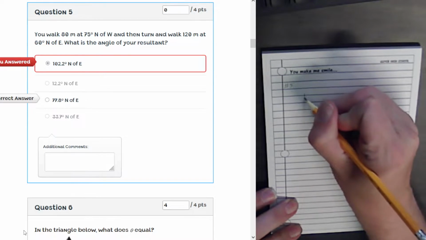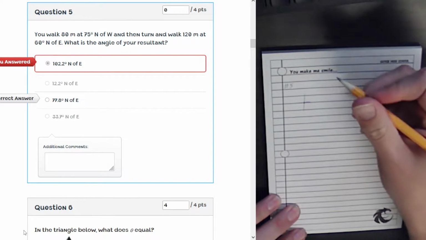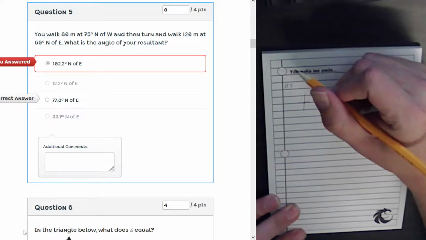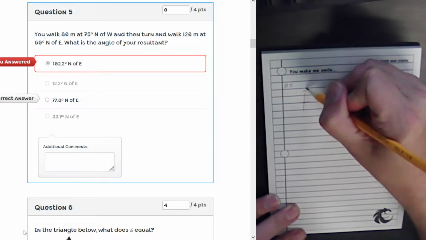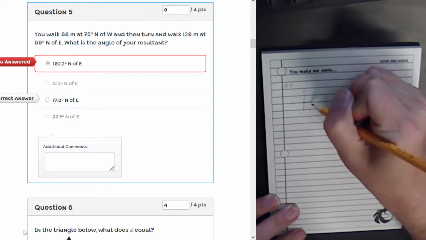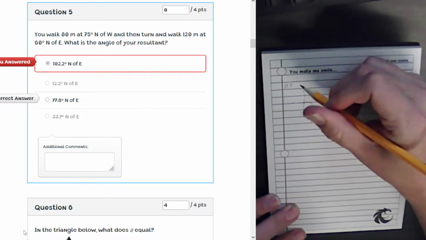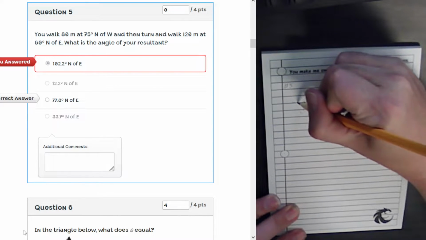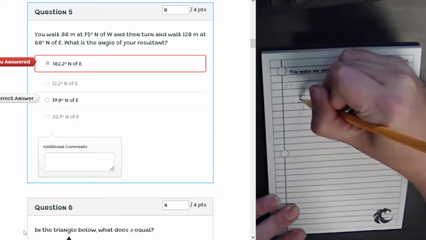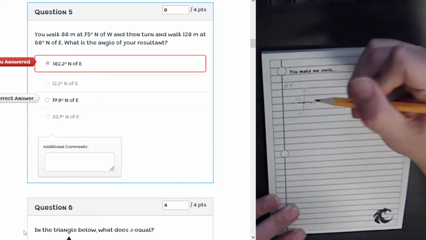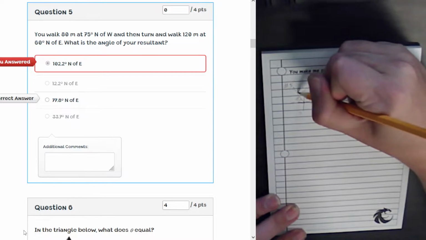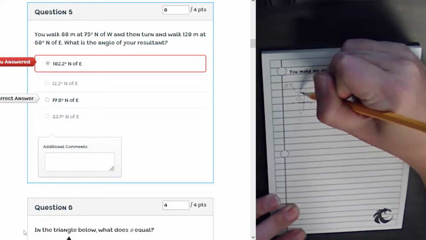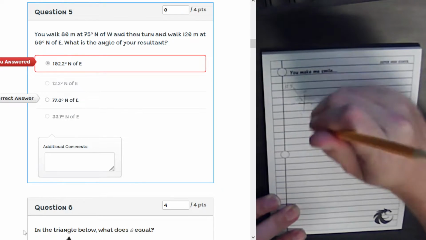The first thing you need to do is draw an origin. If we're right here, then we can go first 80 meters, 75 degrees north of west. So this is north, west, south, and east. North of west, so this is the west line here, and we're going to go this way at 75 degrees. Then it looks something like that. So we got 80 meters.